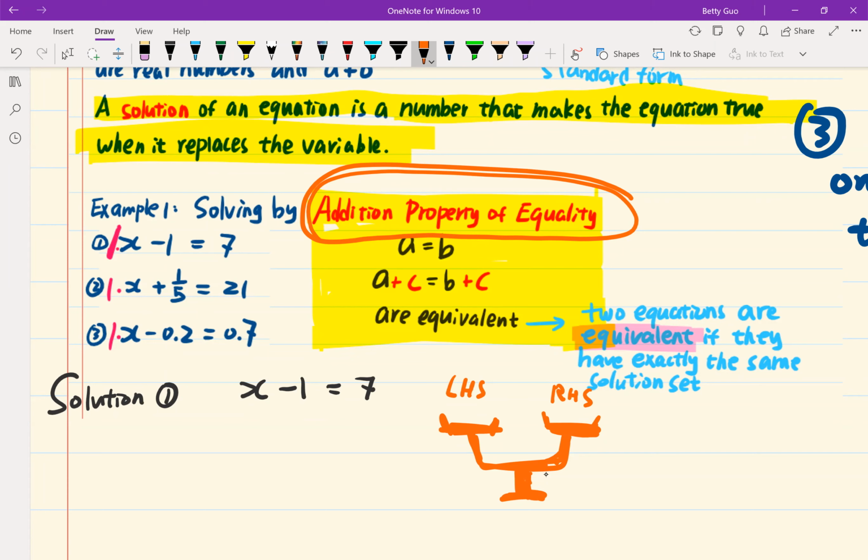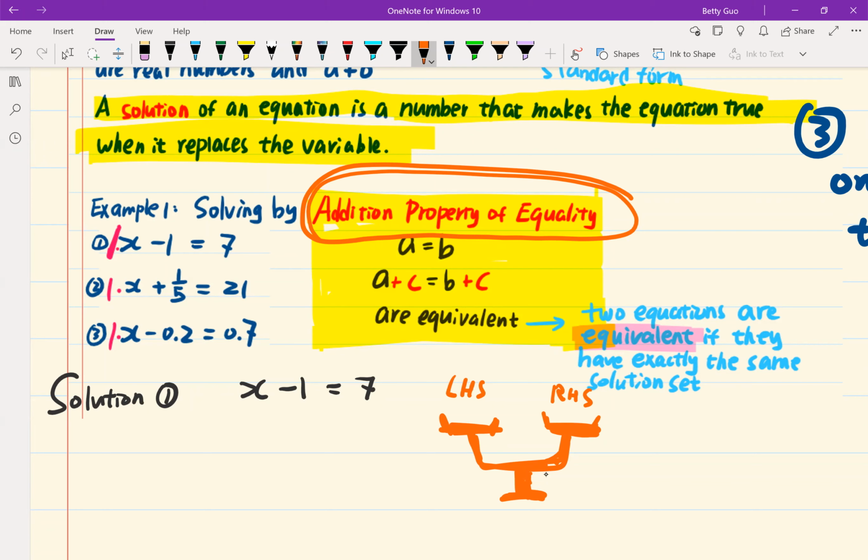Equation is like a scale. Equation has a left-hand side, has a right-hand side. Whatever stuff is to the left of the equal sign, that's the left-hand side. Whatever is to the right of the equal sign, that's the right-hand side. So addition property of equality means for an equation, if you add a number to the left and you add the same number to the right, in other words, if you add the same number to both sides, the equation still holds. The scale still keeps the balance.